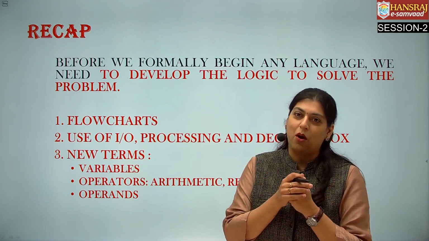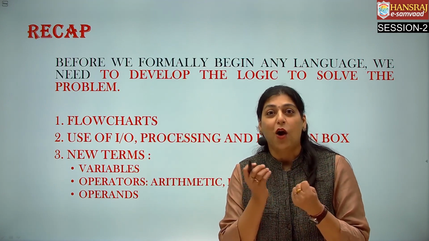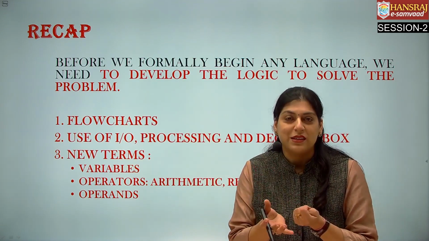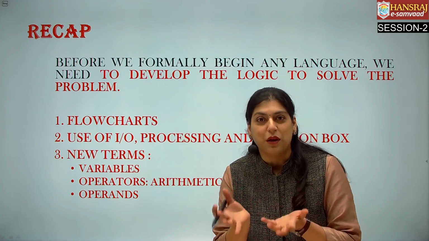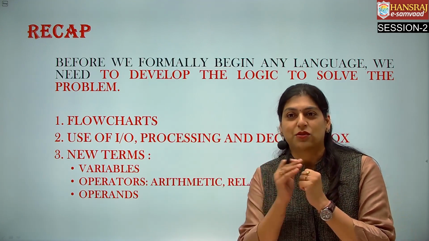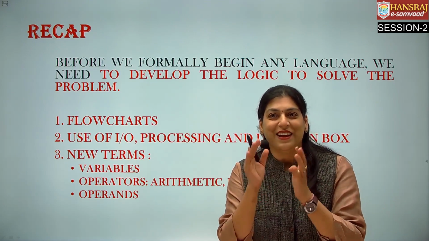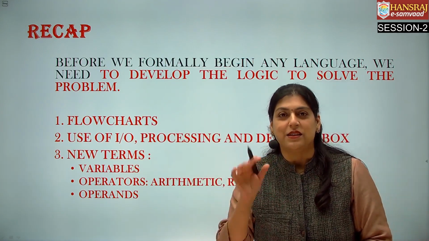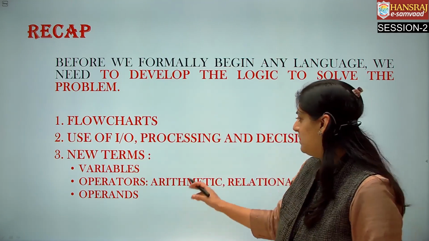And then we looked at some new terms related to a programming language, like variables: what variables are, how to use them, how to assign values to them, what operators are, and what operands are. Then we looked at the arithmetic operators: addition, subtraction, multiplication, division. Later, in the last flowchart, we discussed the conditional box, that is, the decision box, and in relation to that, the relational operators: less than, greater than, equal to, and so on. So let's continue our discussion.